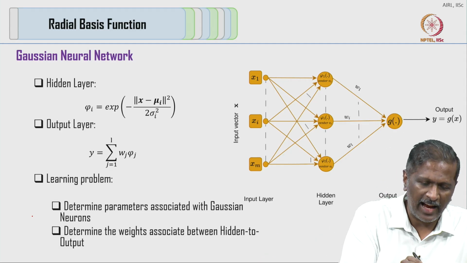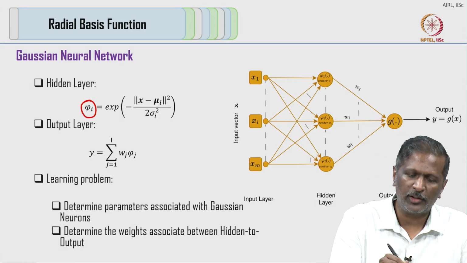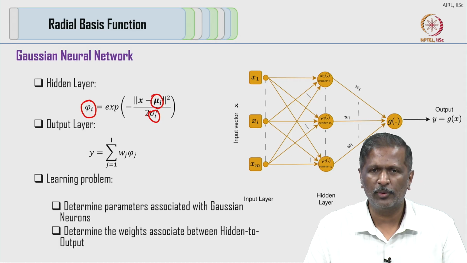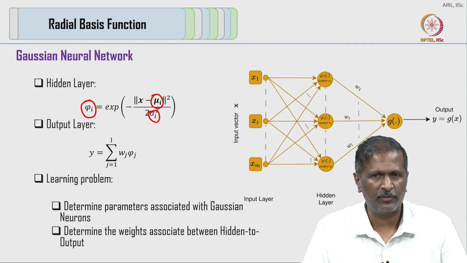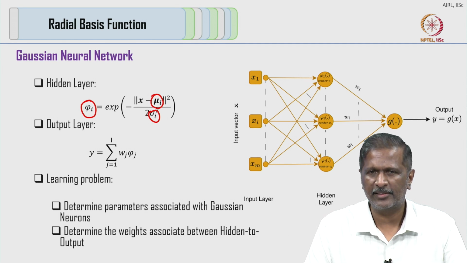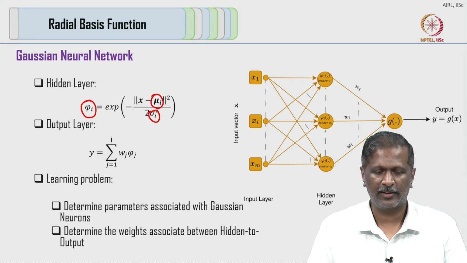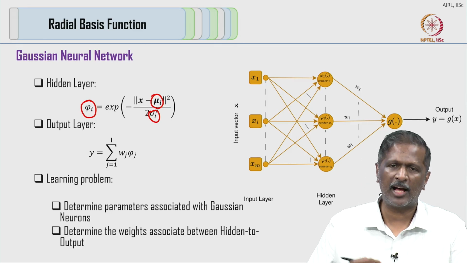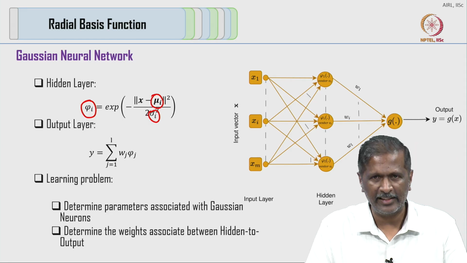My hidden layer activation function response is represented by phi i. It depends on two parameters, mu i and sigma i. Mu i is nothing but the center of the Gaussian function. The dimension of mu is equal to the dimension of the input space. Sigma i is a scalar quantity. It's the spread, a positive scalar quantity. Okay, so sigma is a single value, right? Sigma is in R to the power 1, whereas mu is in R to the power m. I am using a linear activation function.